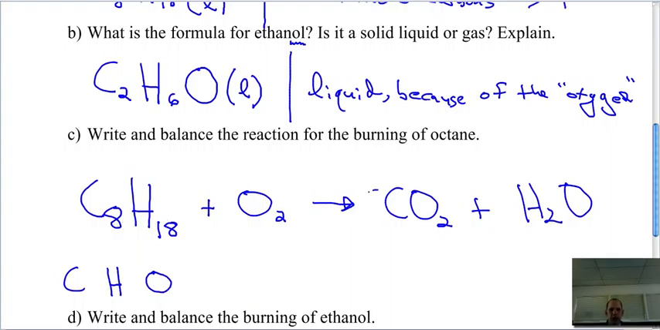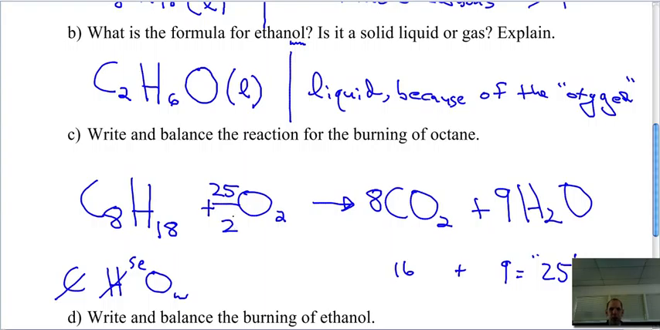8 carbons, I'm going to put an 8 here. 18 hydrogens, I'm going to put a 9 here. With the O's, I got to slow down. 16 O's here plus 9 O's equals 25. Okay, that's an odd number, and anytime you get an odd number, in order to balance out, you have to put 25 or the odd number over 2. You can have a half there, that's perfectly fine.